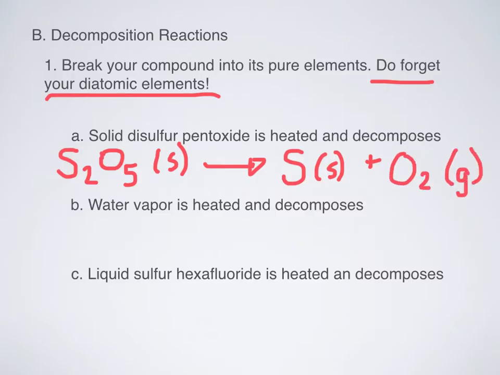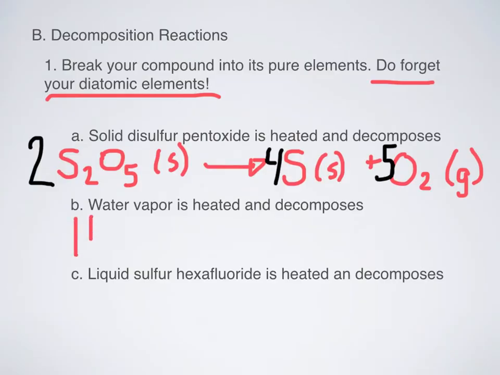look like this. Again, I should probably balance all of these just to make sure I have this practiced enough. So I would put a 2 there, I would put a 5 here, and then I would put a 4 here. And that's how I would balance. Solid disulfur pentoxide is being heated and decomposes into its respective elements. All right, next up, water vapor is heated and decomposes.